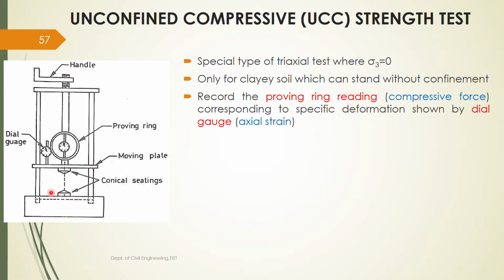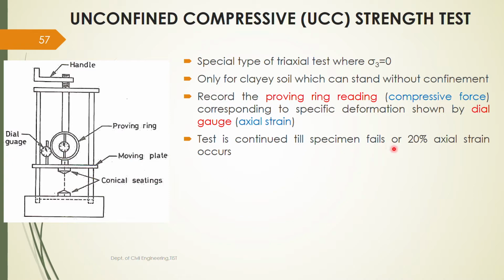Then here, as I told you, we can record the proving ring reading, and from the proving ring reading we can get the compressive force, and we have the dial gauge also. From the dial gauge reading we can get the axial strain values. So this test is continued till the specimen fails or 20% axial strain occurs, and axial stress is obtained by the equation sigma 1 is equal to P by A. P is the compressive force and A is the cross-sectional area, the corrected cross-sectional area.